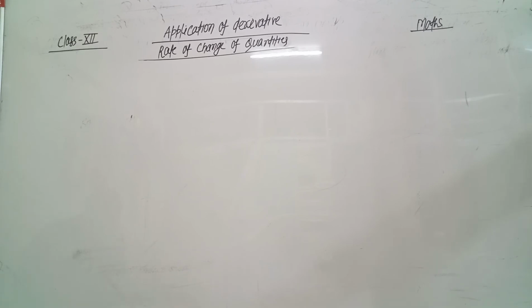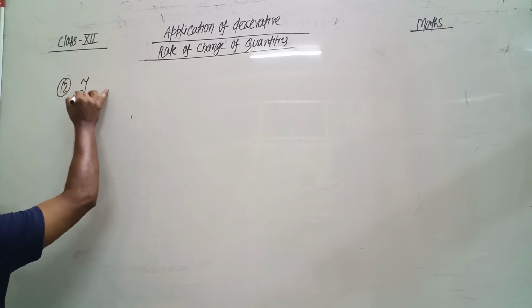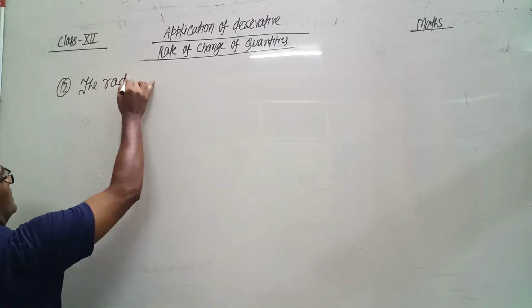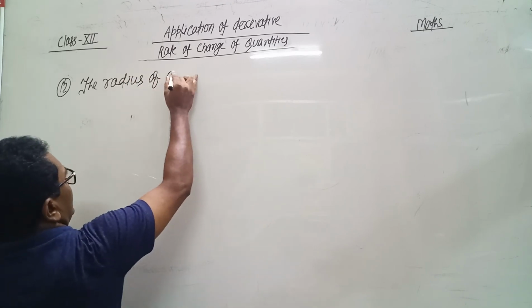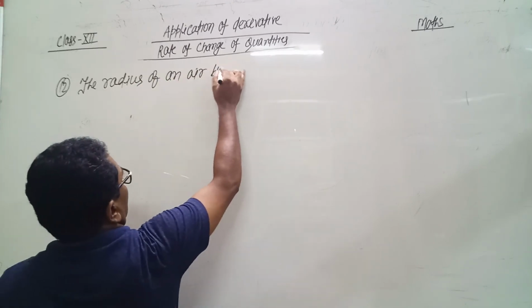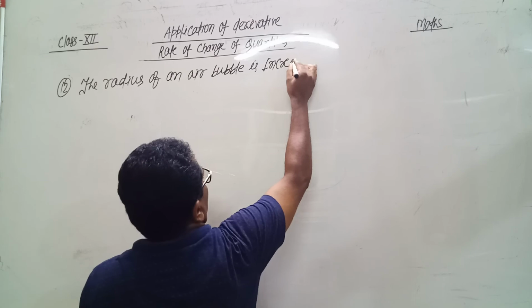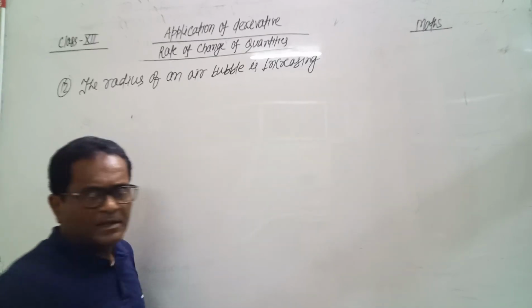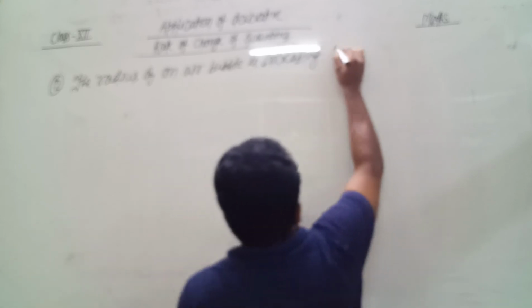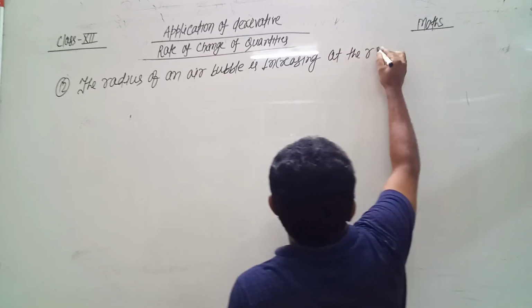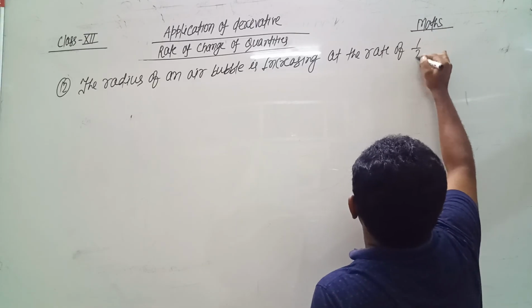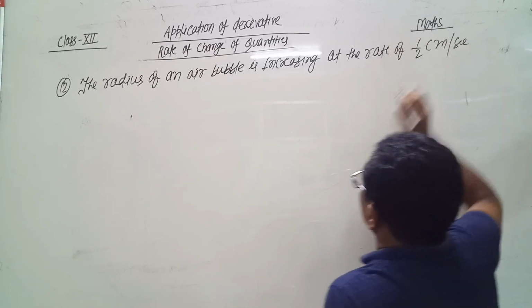The radius of an air bubble is increasing at the rate of 1 by 2 centimeter per second.